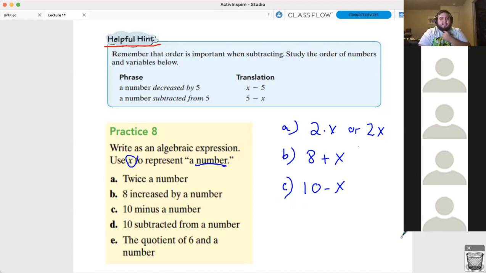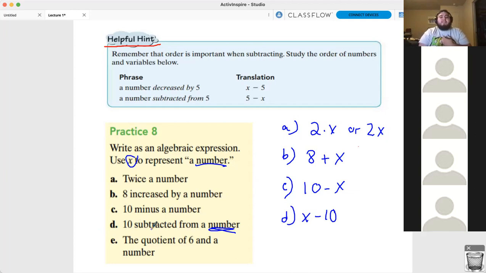D. Let's see if I can see the difference from D. What's 10 subtracted from a number? x minus 10. You see how it reads, though? We're 10 subtracted from this number. What's 10 subtracted from 50? It's 40. So we did 50 minus 10. Excellent.